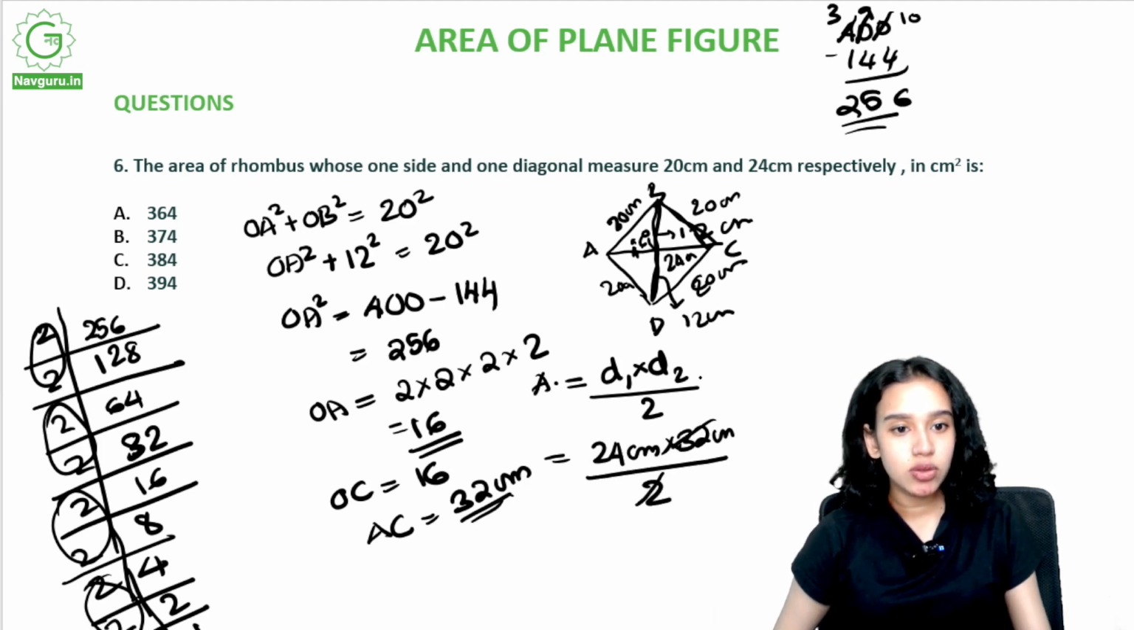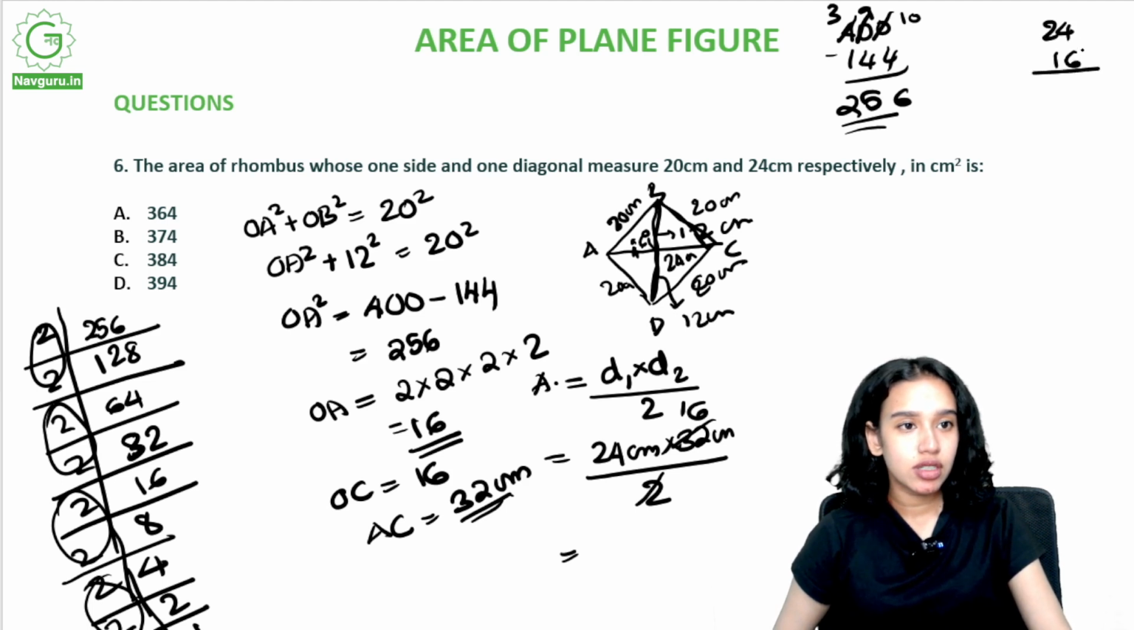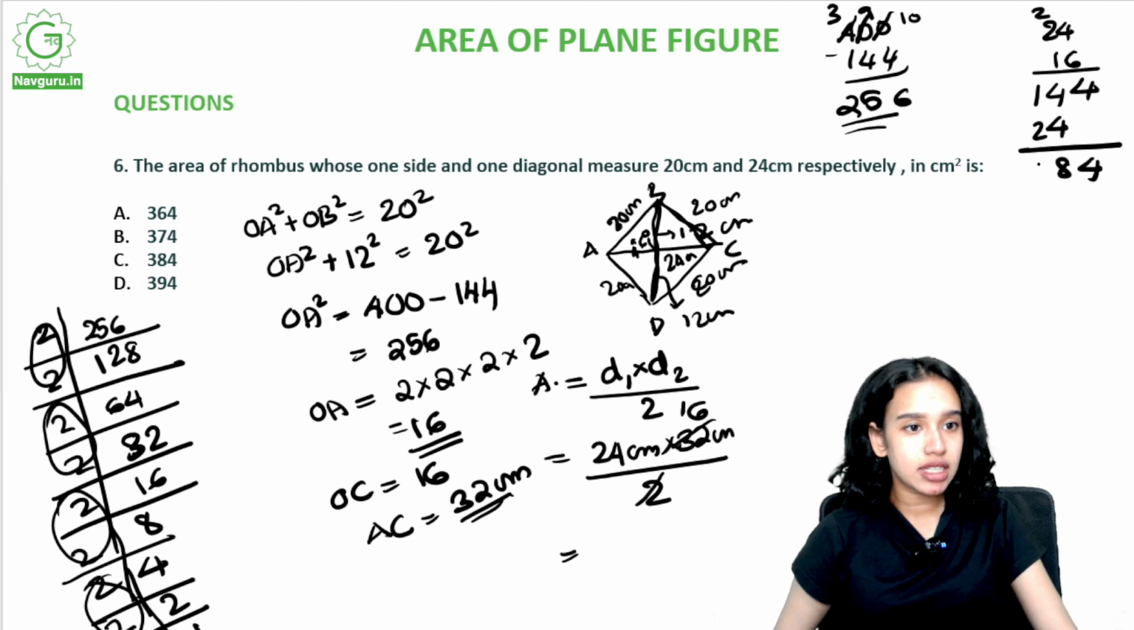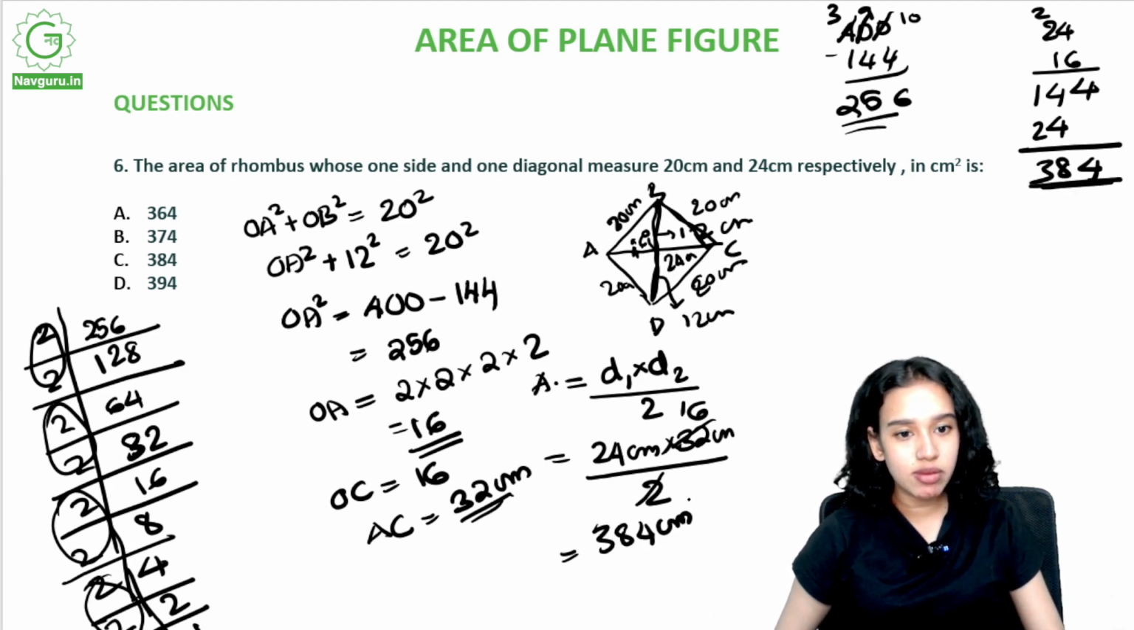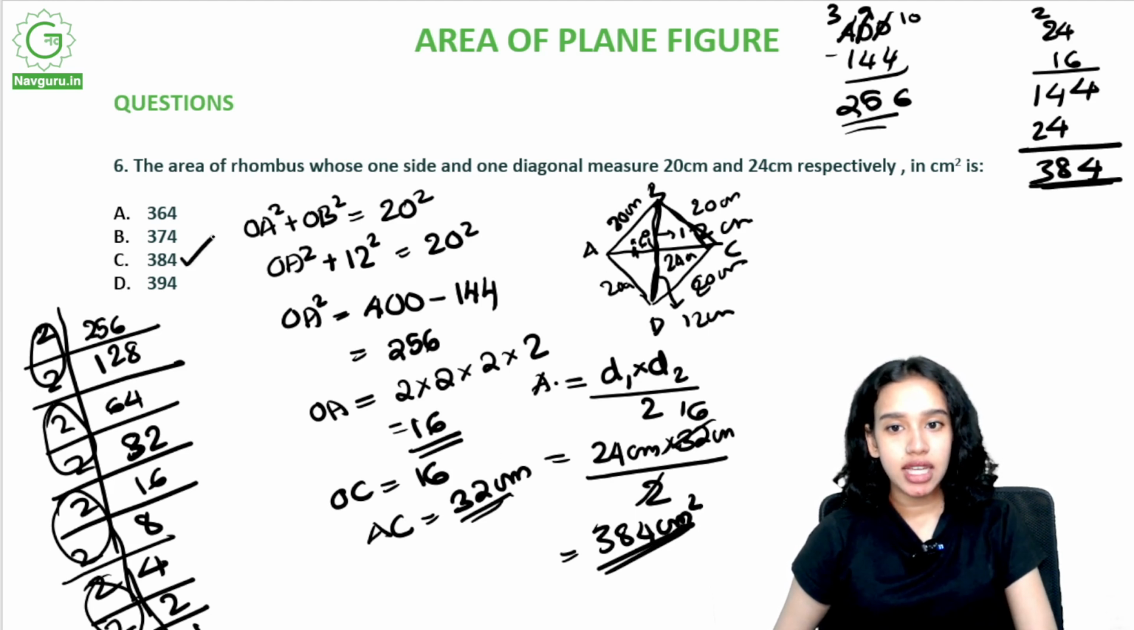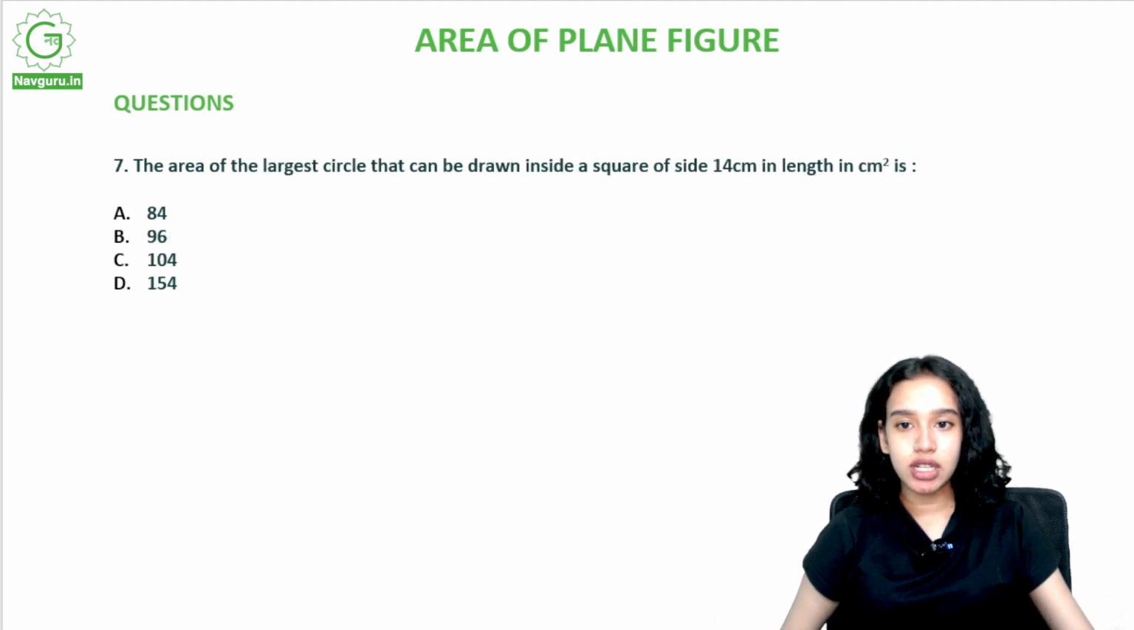So let's cut this down. We'll get 1 2s are 2 and 6 2s are 12. Now what is 24 into 16? We have 4 into 6, 6 4s are 24. 6 2s are 12, 13, 14. We have 1 4s are 4 and 1 2s are 2. 4, 8 and 3. So we get the answer to be 384 centimeter square. The answer is 384. Now let's move on to the next question.